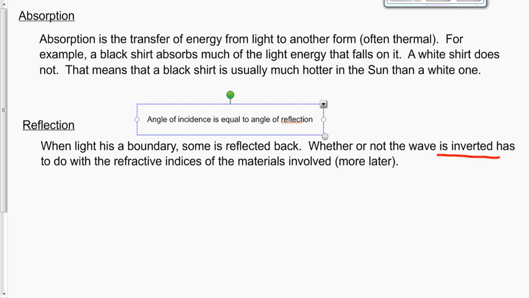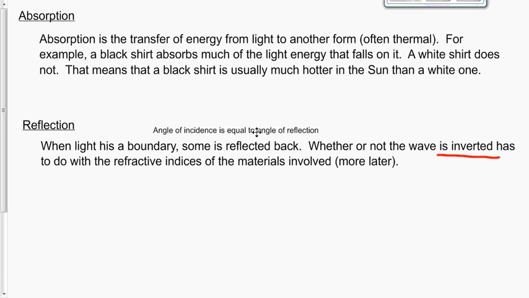So I'll leave reflection at that for right now because that's a grade 10 topic. But the one thing that's cool, which we'll talk about when we explain some other phenomena, is that sometimes the wave is inverted. That has to do with what the refractive indices are of these two materials, so whether it's going from a high n to a low n or low n to high n, and what that's going to do to the reflected wave.